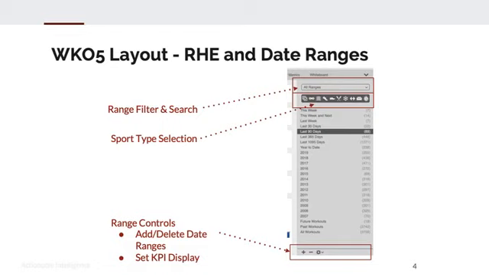Let's drill down a little bit on the right-hand explorer, or RHE, and data ranges. There are 3 sections available here. There's more, but 3 key functions, I guess, 4 key functions. First, we have a filter and search range. Then we have the sports selection range. This is very important because this allows you to select which sports you want in your data.